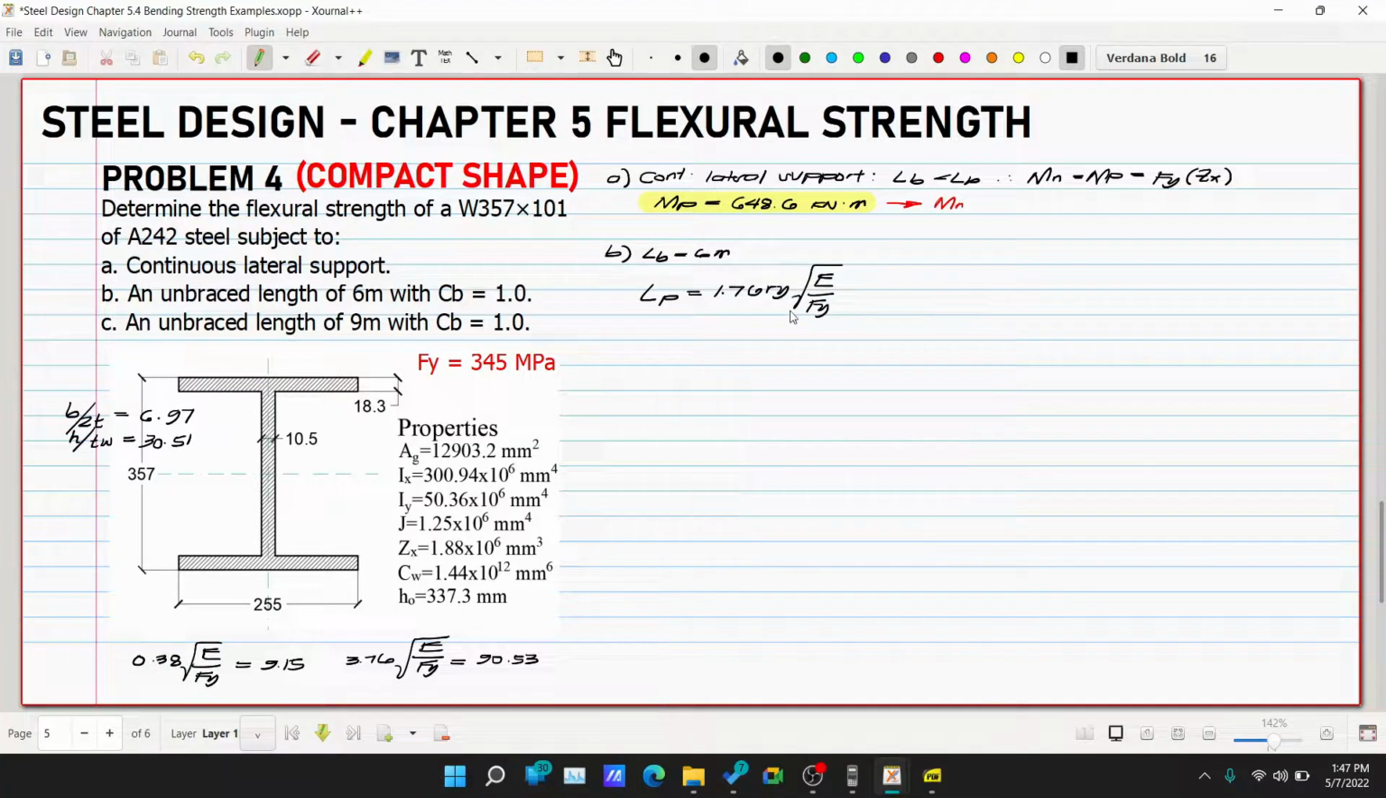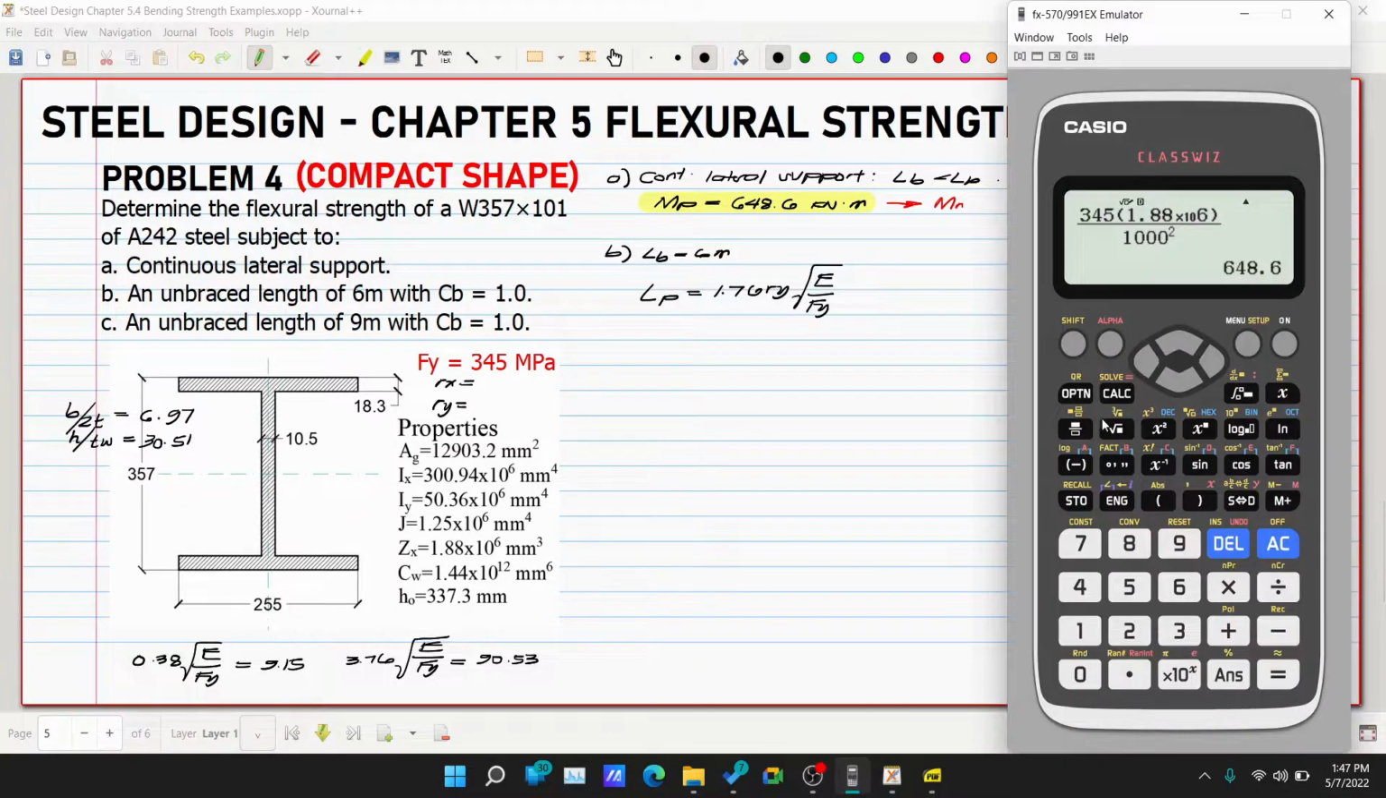So, where do we get our ry? From Iy. So, let's also solve for rx and ry. This is the radius of gyration. Isn't the radius of gyration equal to the square root of I over A? For rx, we use Ix: 300.94 times 10 raised to 6, and our A is the area, 903.2. So, this is our rx, 152.72.